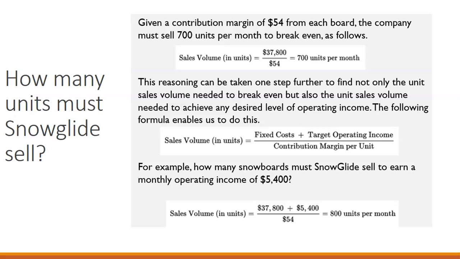So if that formula had actually turned out 799.015 units per month, we can't sell 0.015 units. If we calculate at 799, we're not going to meet that target $5,400. So we have to round up to the next full unit.